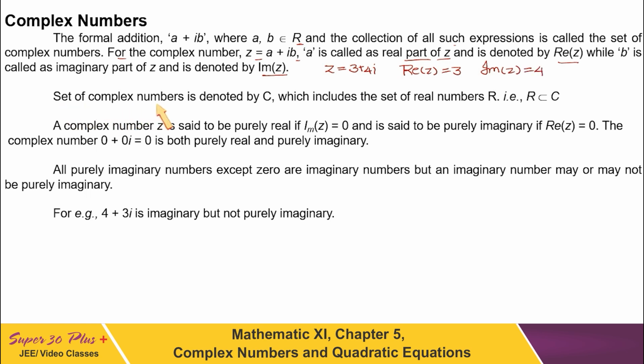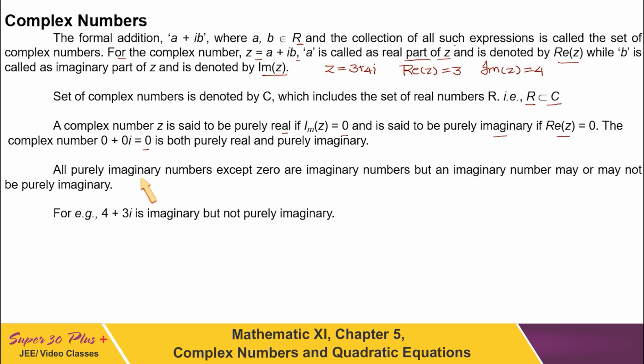The set of complex numbers is denoted by C, which includes the set of all real numbers. Means you can say a real number is a subset of complex numbers. A complex number z is said to be purely real if its imaginary part is 0, and is said to be purely imaginary if its real part is 0. The complex number 0 + i0 = 0 is both purely real and purely imaginary.